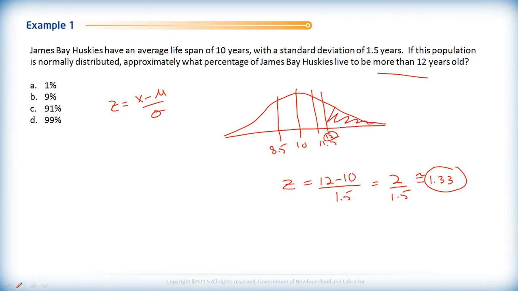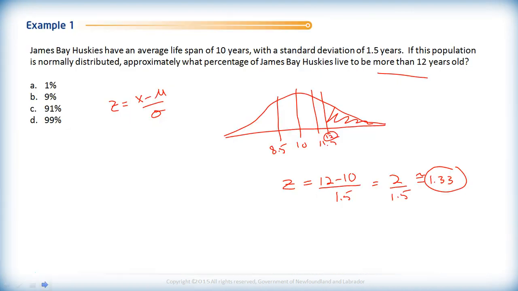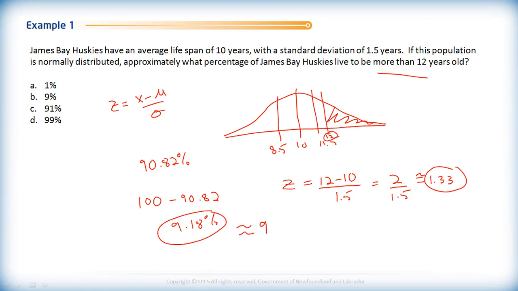Remember, the table tells us exactly the opposite. So let's see what we've got here. For a Z-score of 1.33, we go to 1.3 and then 0.03 to make 1.33. So we've got 90.82%. So 90.82% are below that. So we take 100 minus that, and that's going to give us 9.18%. So if we want to say approximately, I'd say approximately 9% of Huskies from James Bay are going to live to be more than 12 years old. So it looks like B is our correct option.